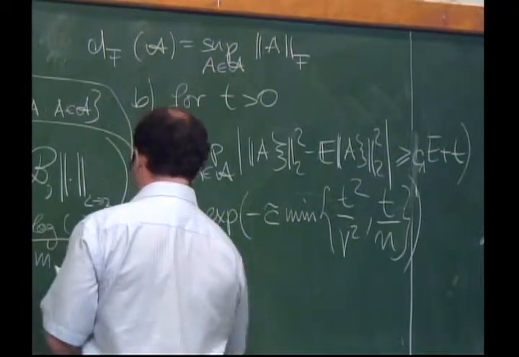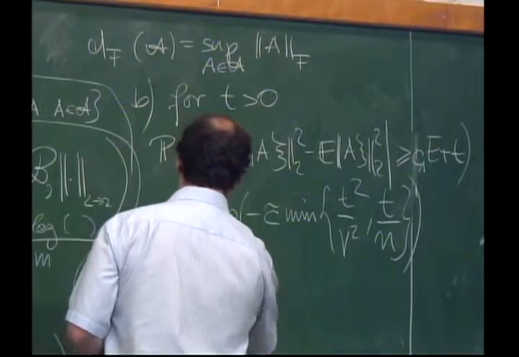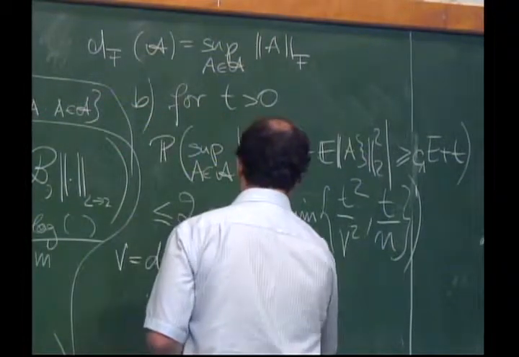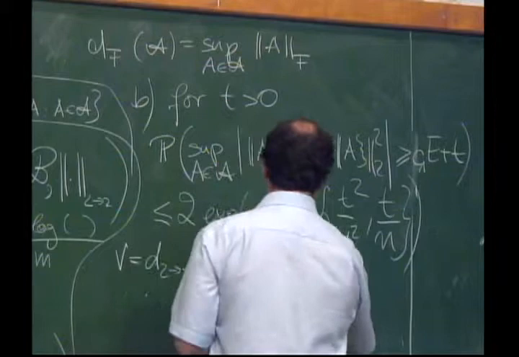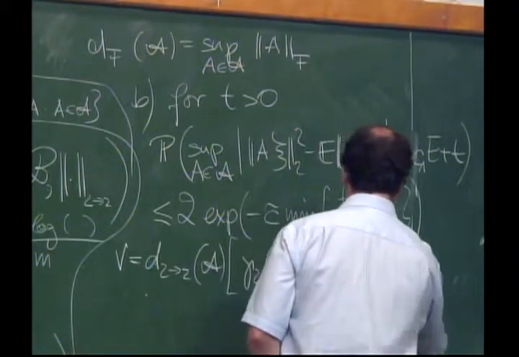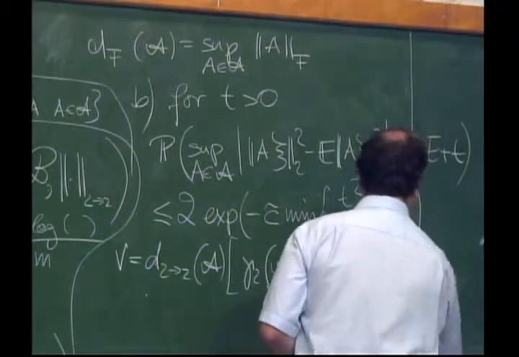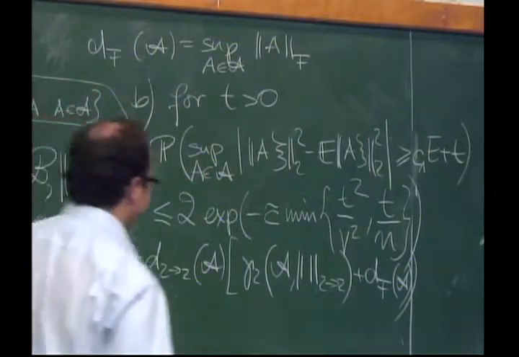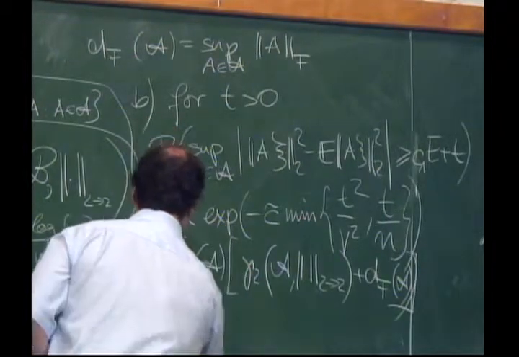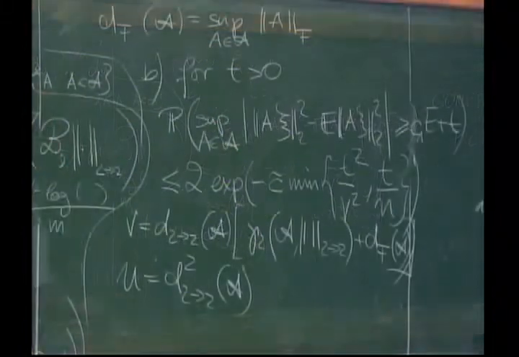V equals the radius in the spectral norm, times the gamma 2 functional plus the Frobenius norm of A, and the parameter U is the radius in the spectral norm squared.